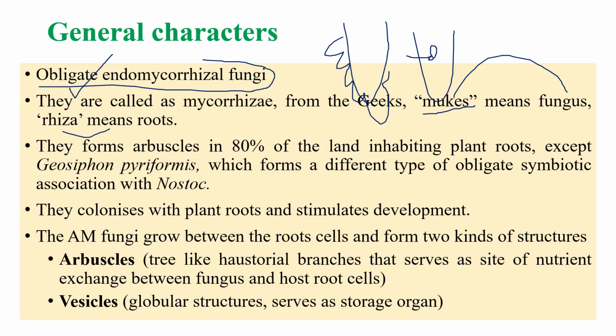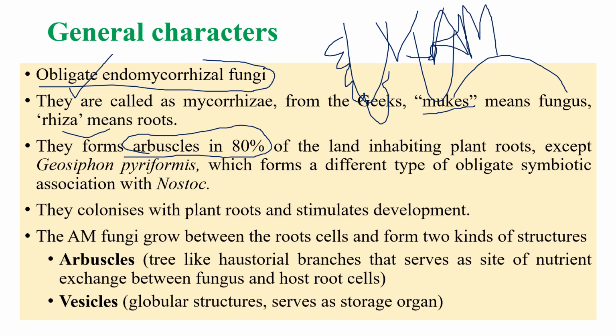When it comes to the Glomeromycota group of fungi, the majority of the fungi form arbuscules, about 80% of the fungi. Previously, why was it called VAM fungi? They produce both vesicles and arbuscules. That's why it's called vesicular arbuscular mycorrhiza. Myco means fungus, rhiza means roots. Here the majority of the fungi are producing arbuscules, but very few of this Glomeromycota are producing vesicles, so the name changed from VAM to AM fungi. That's why it's called AM fungi.